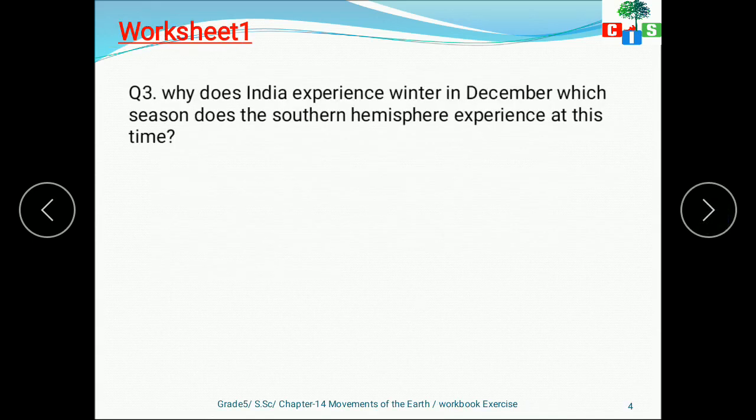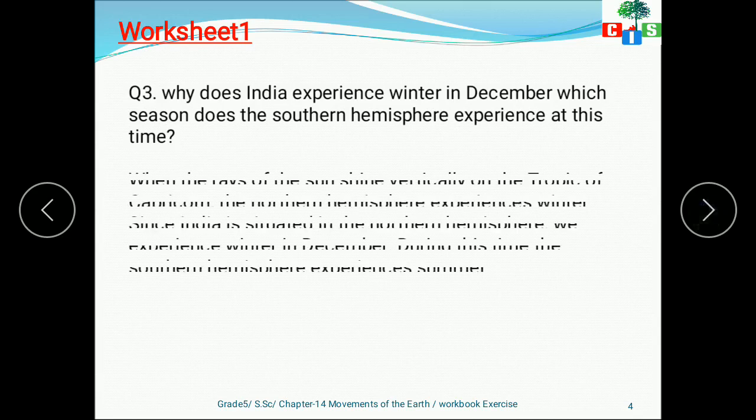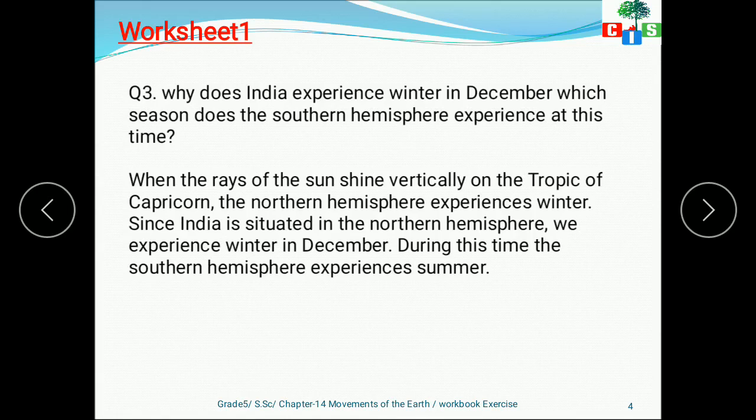Why does India experience winter in December? Which season does the southern hemisphere experience at that time? So the answer is that when the rays of the sun shine vertically on the Tropic of Capricorn, the northern hemisphere experiences winter. And since India is situated where? It is situated in the northern hemisphere. So that is why we experience winter in December. Now during this time, the southern hemisphere experiences summer. Okay. So this is the third question.